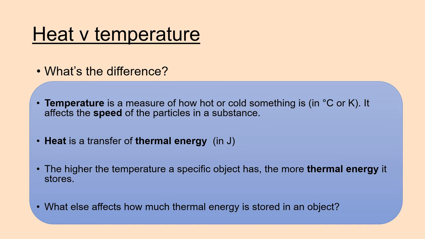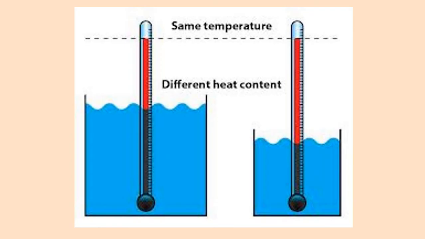So, what is the difference between heat and temperature? Temperature is a measure of how hot or cold something is, and it affects the speed at which the particles in the substance are moving, whilst heat is a transfer of thermal energy. The higher temperature an object has, the more thermal energy it stores. But there are other things that can affect the amount of thermal energy stored in an object.